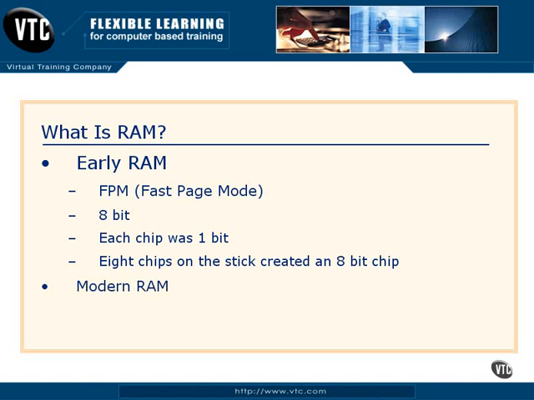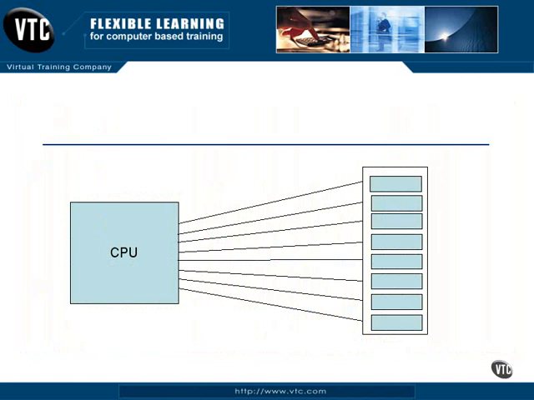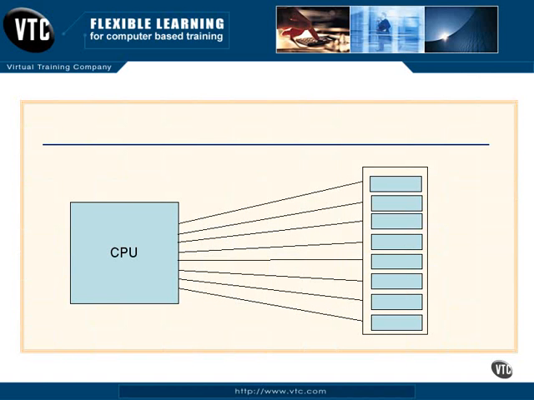If you remember, the 8088 processor had an 8-bit external data bus. So when they designed the memory, they made it 8-bit, and so it could send chunks of memory to the processor very efficiently. Now, in modern RAM, each chip holds more than 1 bit. Otherwise, we would have these massive memory boards with 400 or 500 chips on there. So they've now changed that up quite a bit. And this MCC, this mysterious thing that I keep talking about, manages the data storage and the chip allocations, who, what, and where. So let's talk about this diagram.